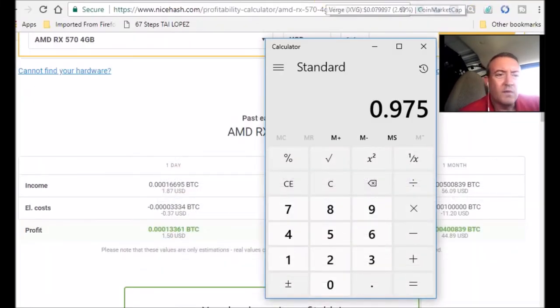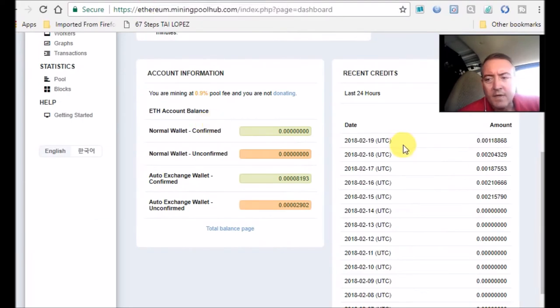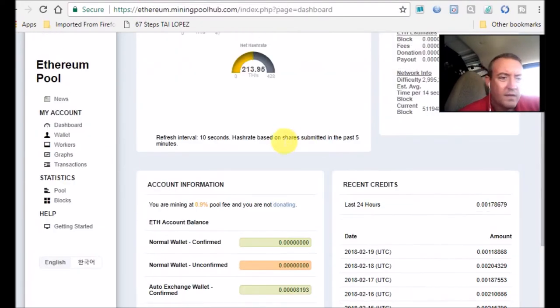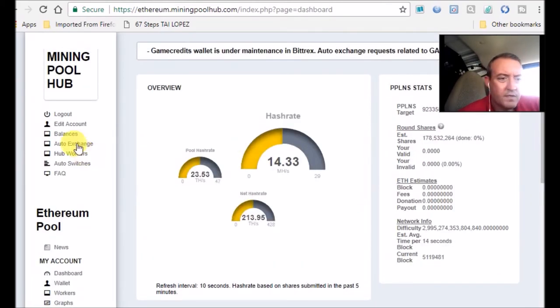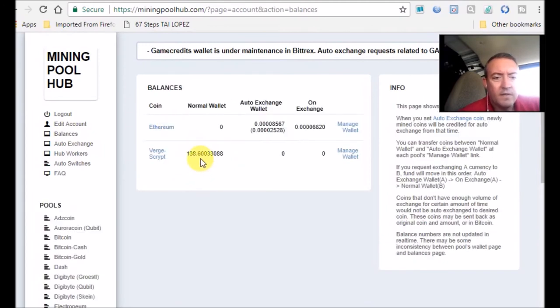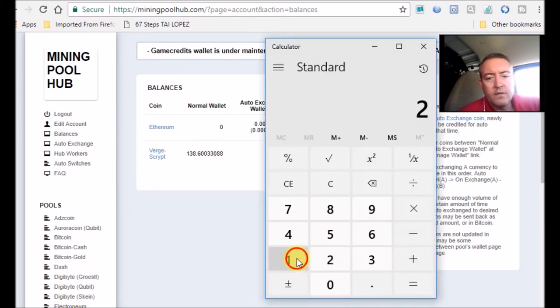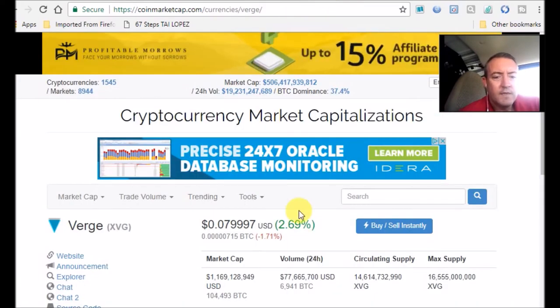So this $44, almost $45 so far a month should jump up to about $90 a month, which I'll be happy with. Yeah, that'll be pretty cool. So what I'm doing, like I said in the other videos, is converting my Ethereum to Verge. If we go to balances, right now I got 138 Verge. I had already previously mined 211, so 211 plus 138 equals 349 Verge right now.